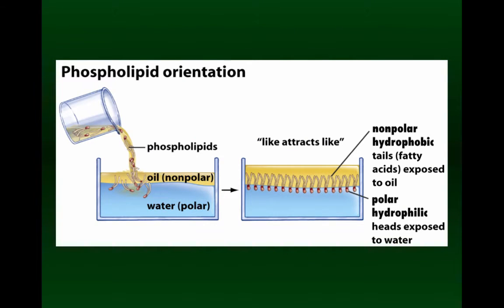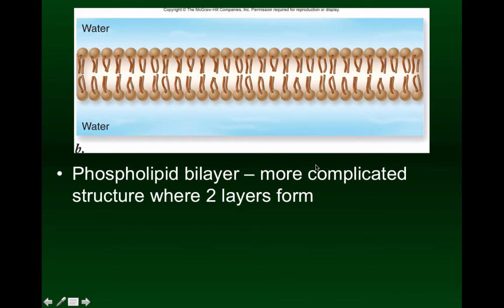Okay, so if we have an experimental setup like this, where we have water, which is water soluble, and oil, which is water insoluble, phospholipids, which are both soluble and insoluble in water, line themselves up this way. The hydrophobic tails go to the oil, the hydrophilic heads go to the water, and they form, in this case, a single layer because the oil is floating on top of the water. They're able to do that.